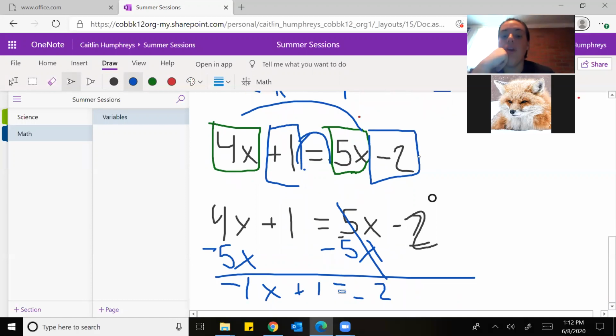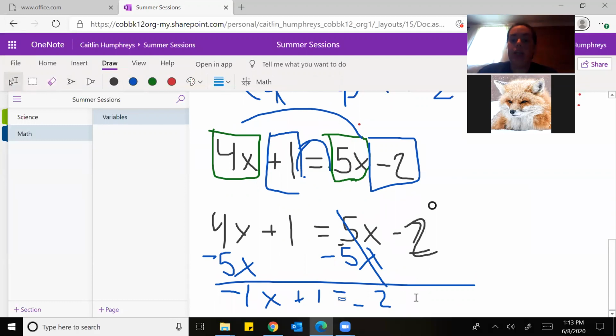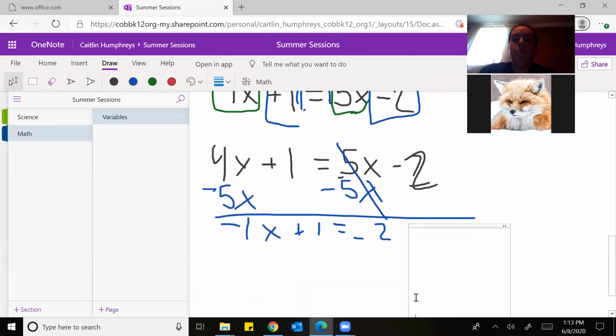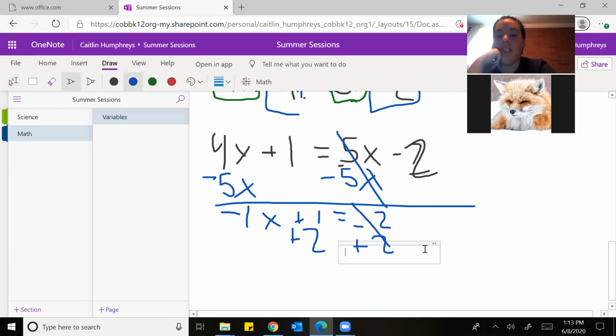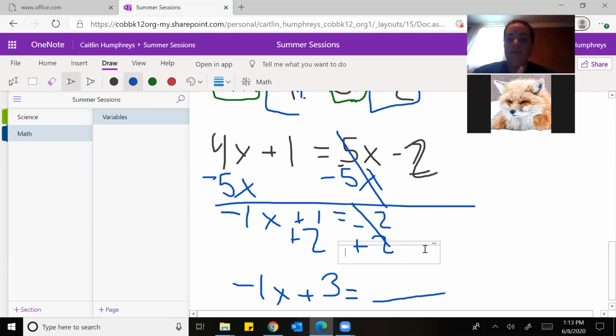Okay, here's the problem that we're going to face now. Here's a common mistake that people make. You can say, okay, well, I have negative 1x plus 1 equals negative 2. Well, if I add 2 to each side, negative x plus 3 equals, oh, nothing. That wasn't right. That doesn't help. I need to move variables to one side and integers to another. I need my x's on one side and I need my normal numbers on the other.